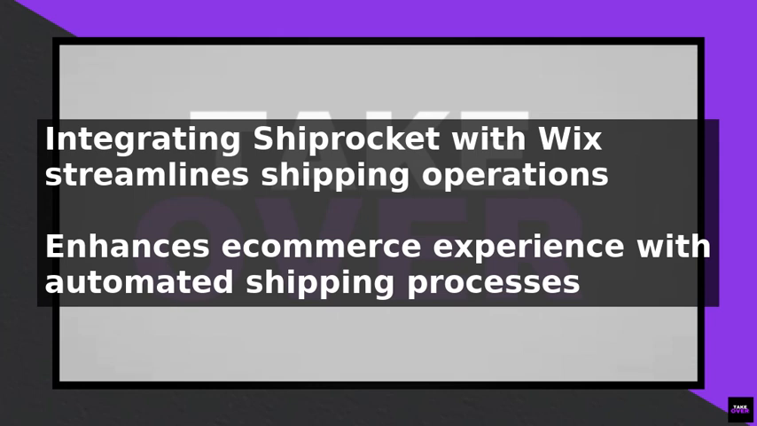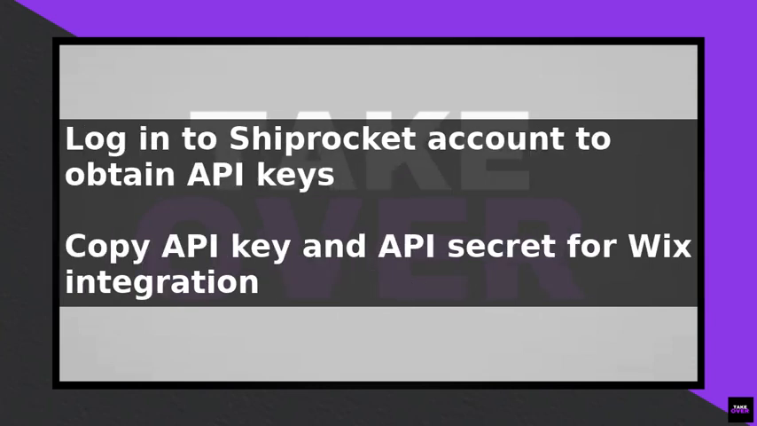Next, log into your Wix account and go to the Wix App Market. Search for Shiprocket and click on the Add to Site button. You will be redirected to the Shiprocket app page where you need to click on the Connect button. Now, enter the API key and API secret you copied from your Shiprocket account and click on the Connect button. This will authorize Wix to access your Shiprocket account.